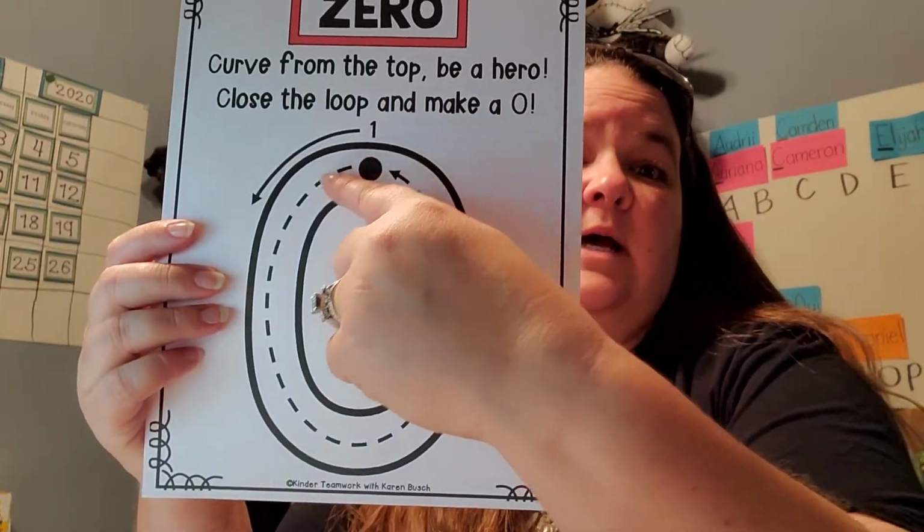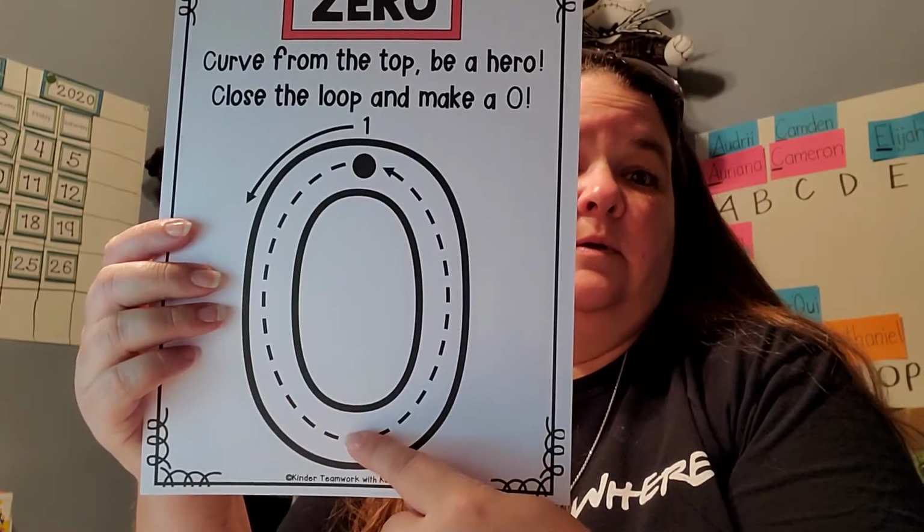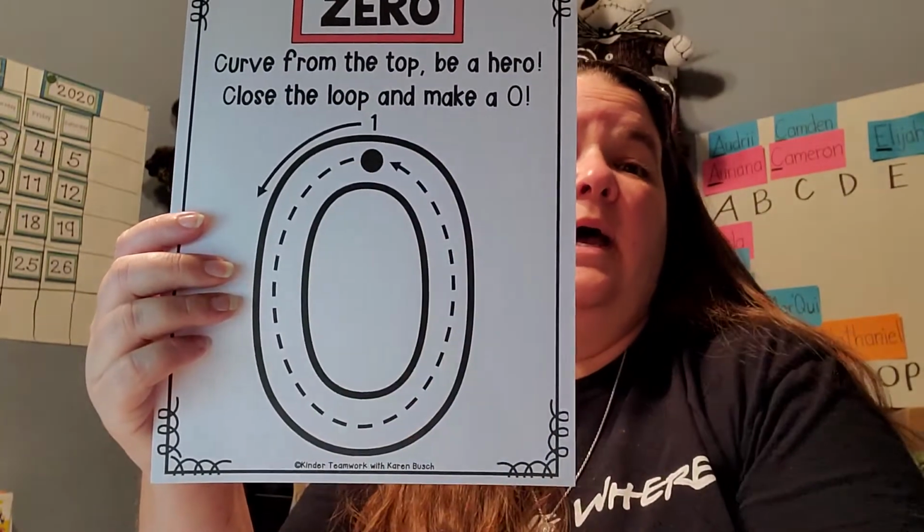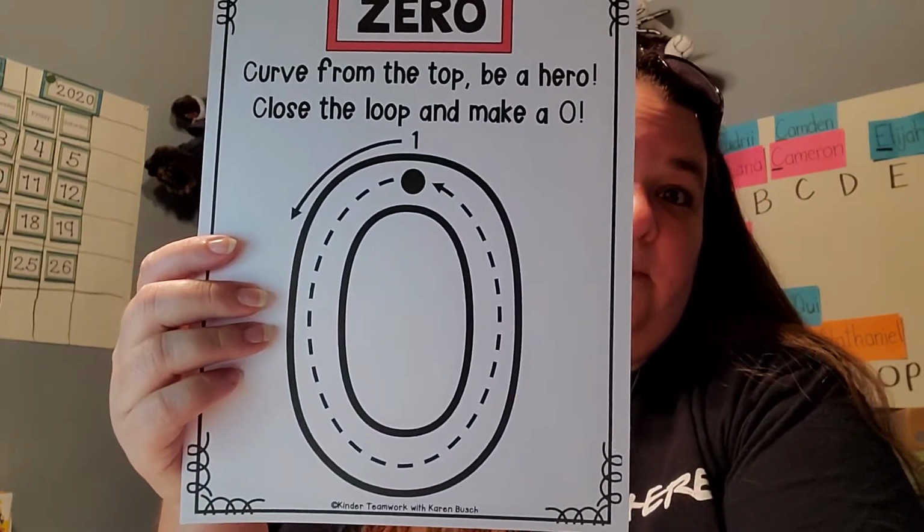Curve from the top. Be a hero. Close the loop and make a 0. So, curve from the top, be a hero, close the loop, and make a 0. So let's make a 0. Good. Curve from the top, be a hero, close the loop, and make a 0. Good job.